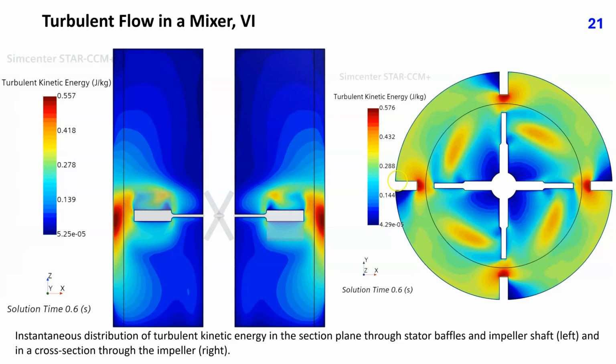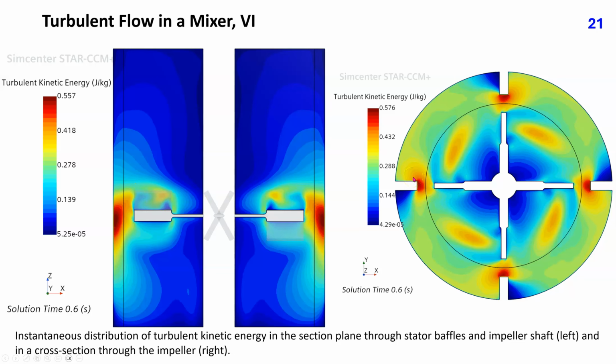This slide shows instantaneous distribution of turbulent kinetic energy in the section plane through stator baffles and impeller shaft on the left, and in a cross-section through the impeller blades on the right. Turbulent kinetic energy is very low near the shaft, bottom, and top of the mixer. Highest values are found around blade tips, especially when they are passing fixed baffles.